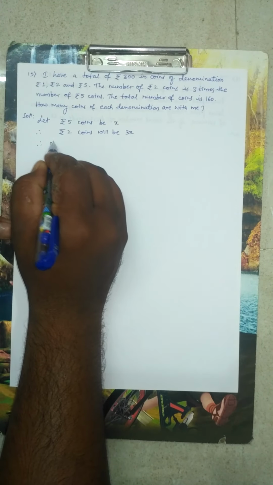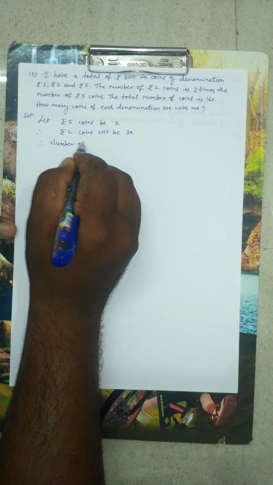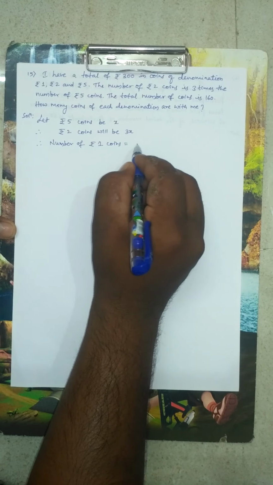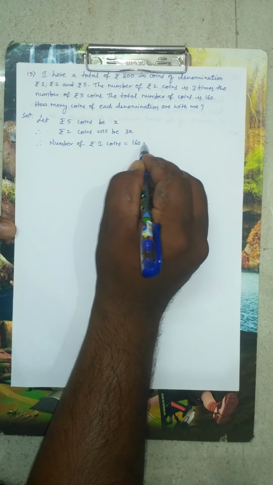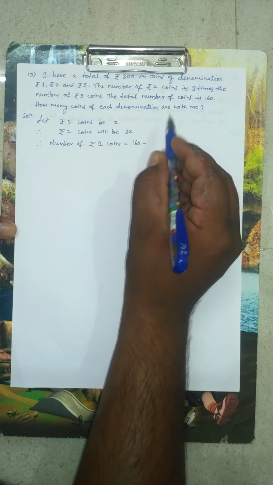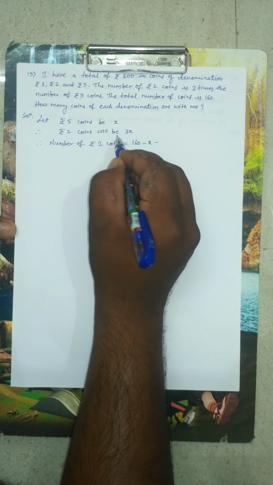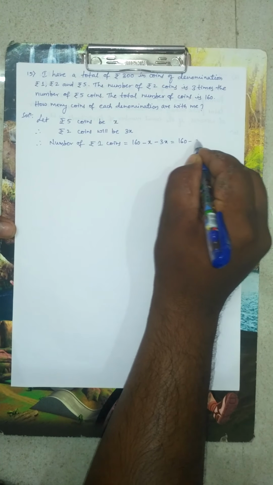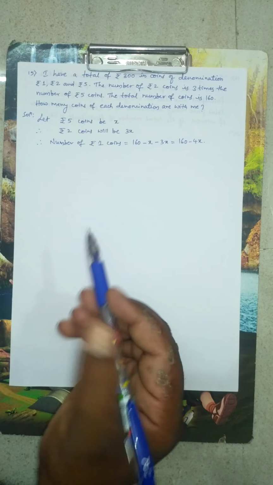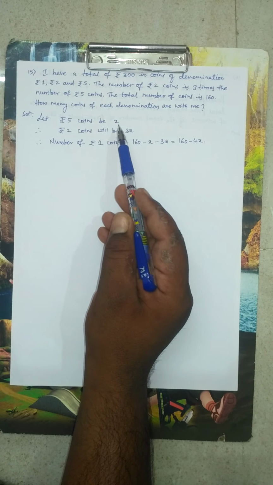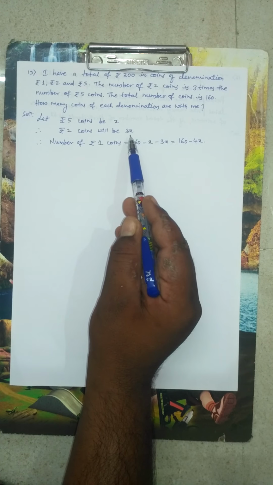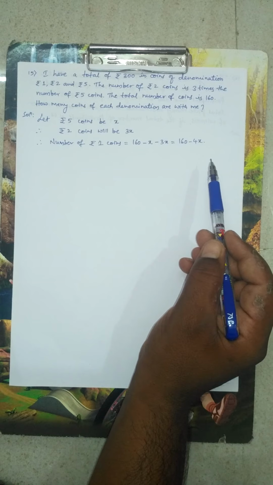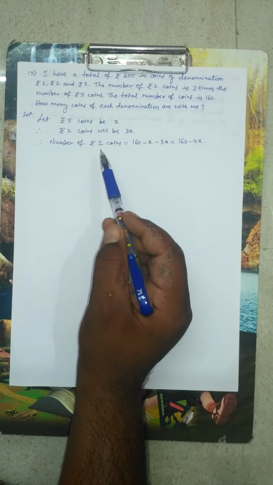Therefore, the number of 1 rupee coins is equal to the total, 160 coins, minus the 5 rupees coins and minus the 2 rupees coins, which is 3x. So this is 160 minus 4x. So x is the number of 5 rupees coins, 3x is the number of 2 rupees coins, and 160 minus 4x is the number of 1 rupee coins.